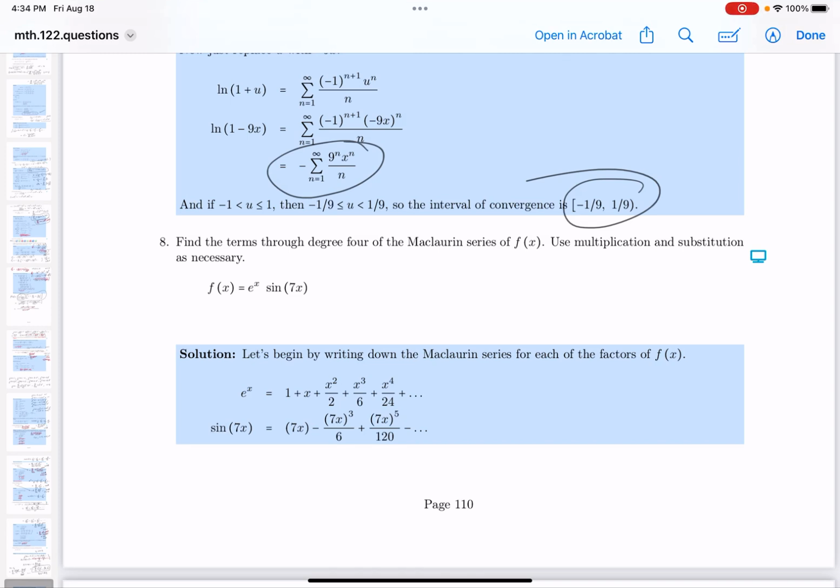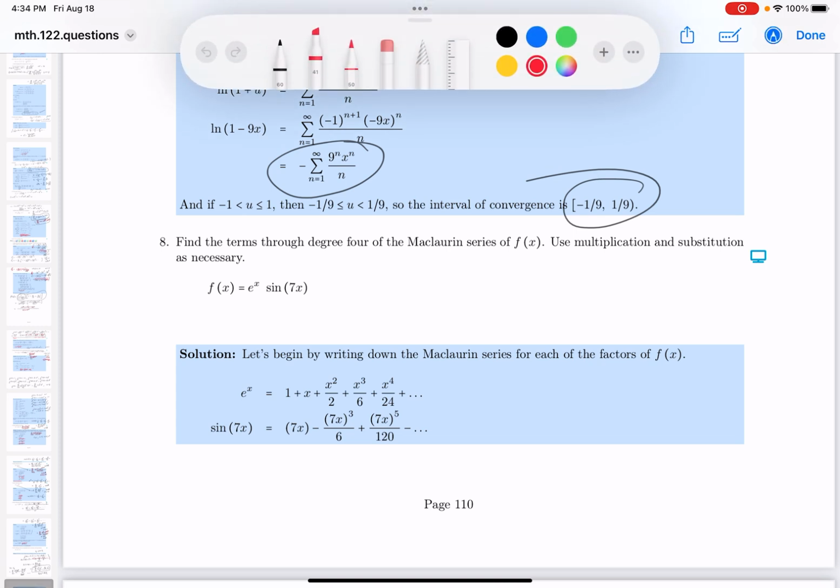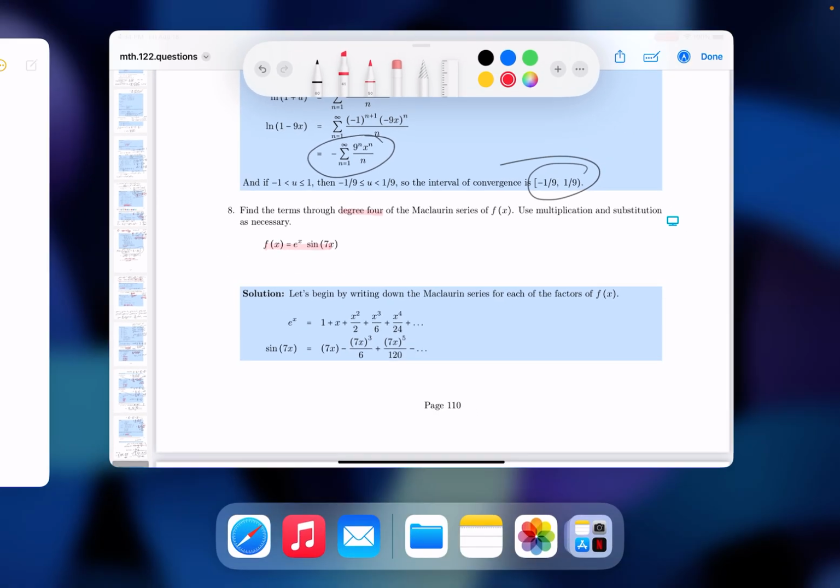Okay, for number 8, they're asking us to, let's be careful what we're reading over here. They want a 4th degree, through degree 4, the Maclaurin series for this guy over here. And certainly, the way I'm going to do it, I'm going to do it by long multiplication. You can go to the whiteboard to do it, and let me go to the whiteboard, and I'll try to do that.